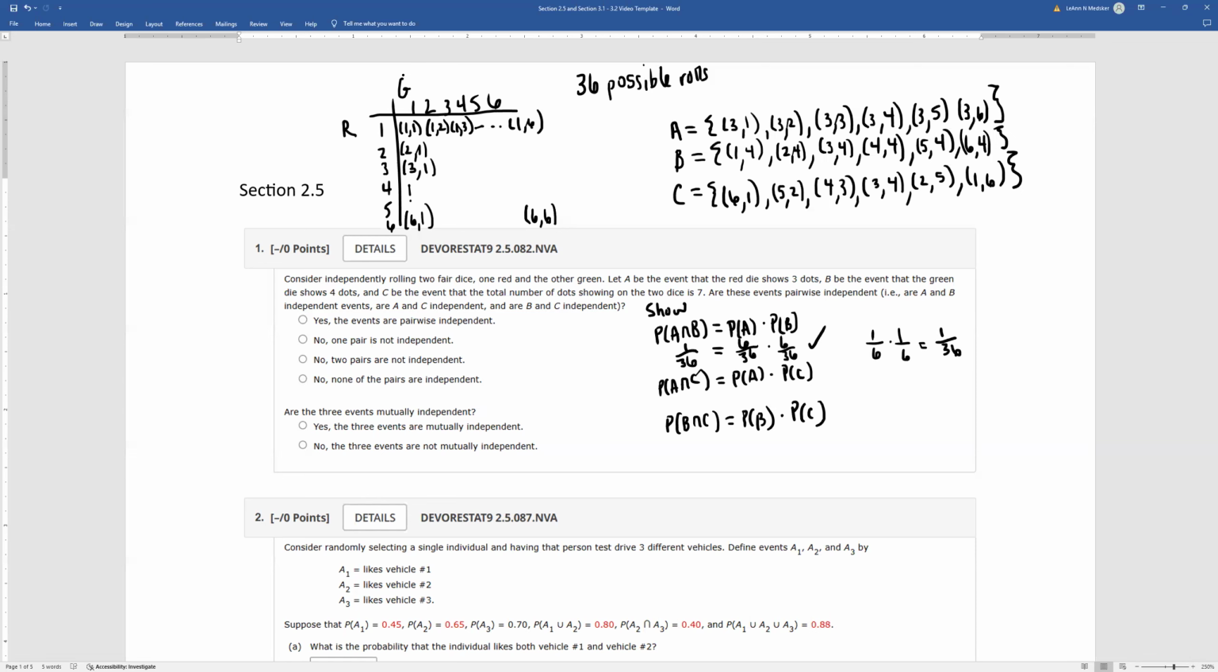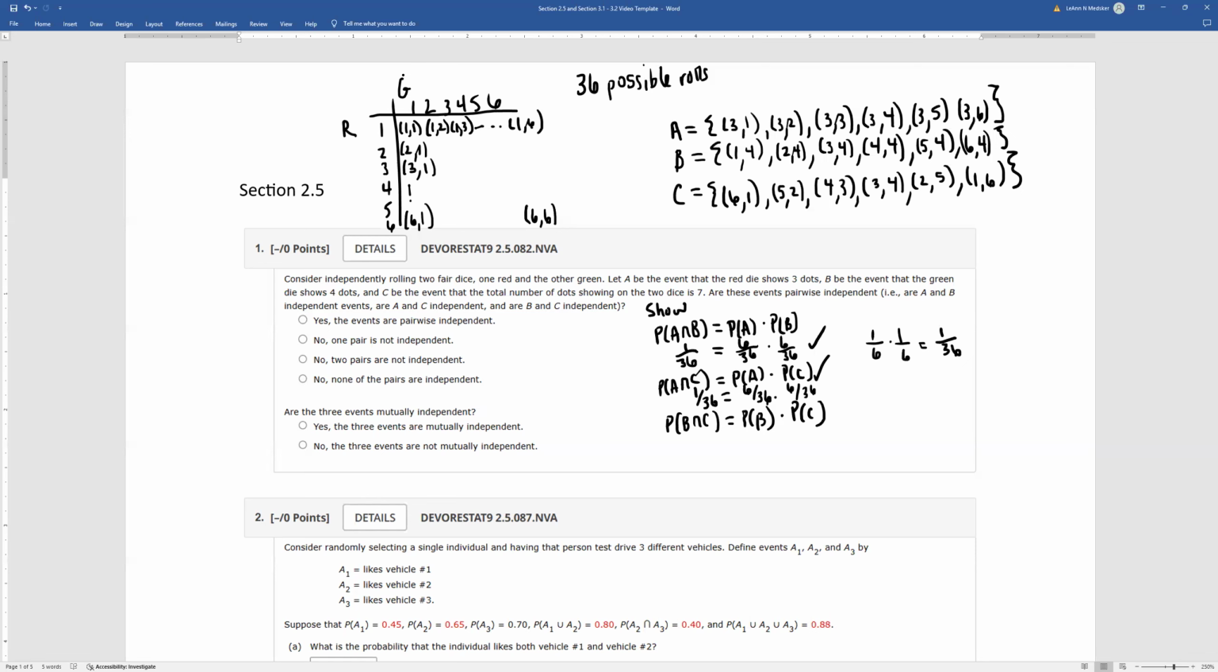Okay, let's look at A intersect C. If we compare what they have in common, it's 3, 4, and that's it. That's the only one they have in common. So again, that's 1 out of 36. We already know that A's probability is 6 out of 36. C also has 6 elements, so we just checked that. That also multiplies out to 1 over 36.